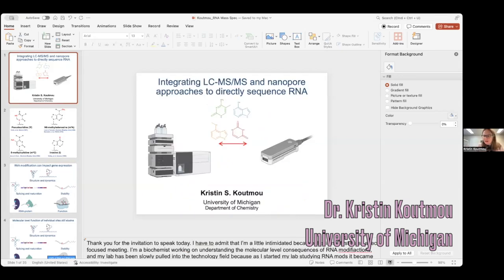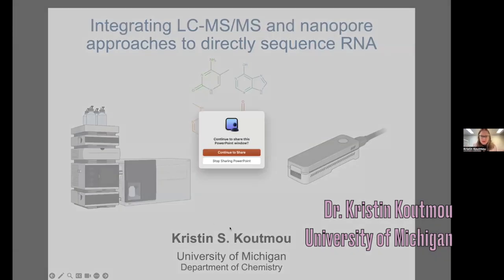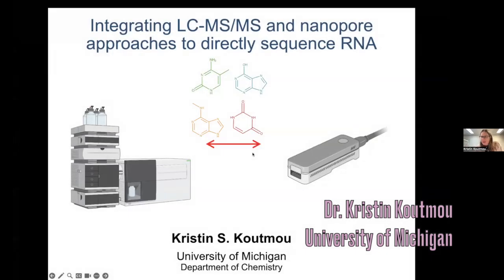And I have to admit, I am a little bit intimidated because, if I am going to be honest, I am a biochemist and not a mass spectrometrist, and have just come into this field the last 5 or 6 years ago, as my lab is studying how modifications in RNAs impact the translation process. And it became rapidly apparent to me as we launched these projects that we needed more quantitative tools for directly measuring modification levels in RNAs.